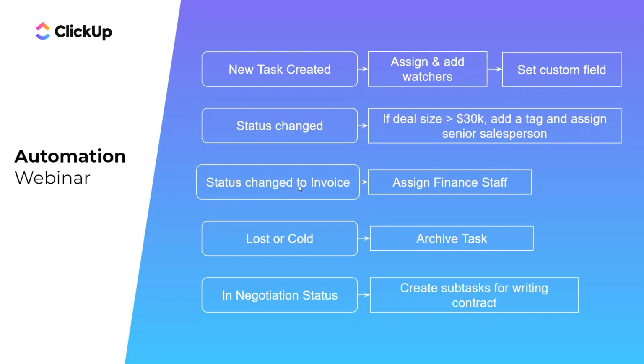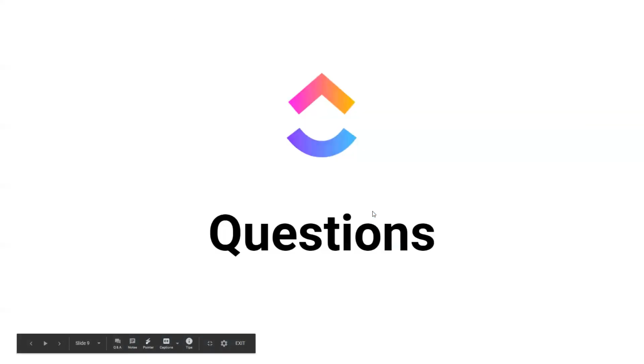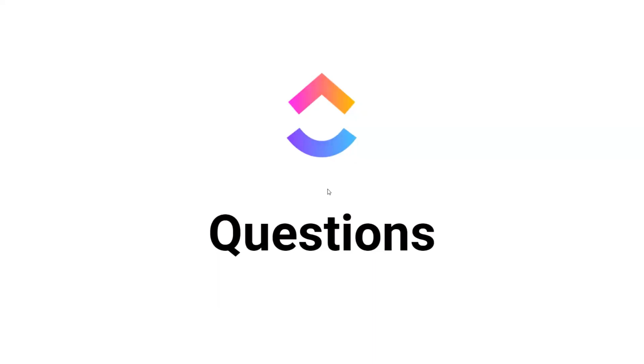Then if the status is changed to invoice, we'll assign it to the finance staff. And if it's lost or cold, which again is a status, we'll just archive it. And finally, if it's all going to plan, and it's in negotiation status, what we'll do is we'll create a subtask for writing to contract. Okay, so let's jump into ClickUp.